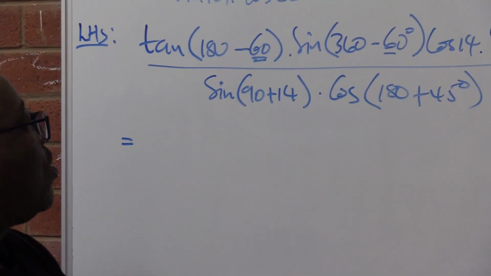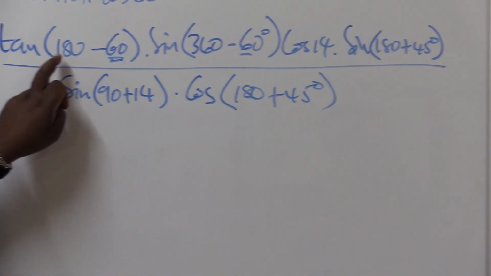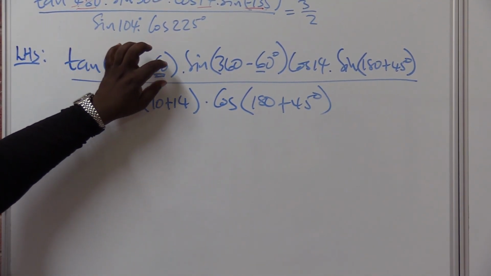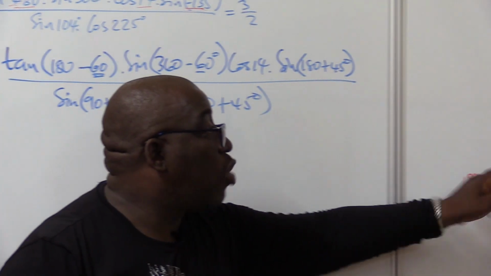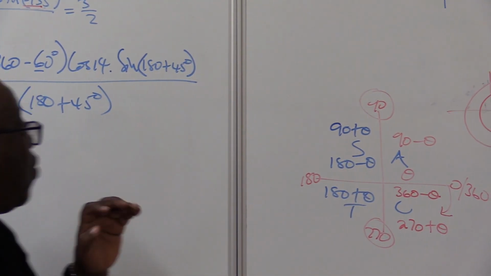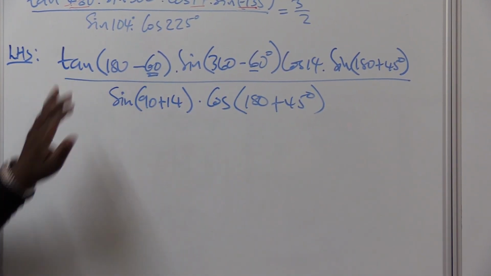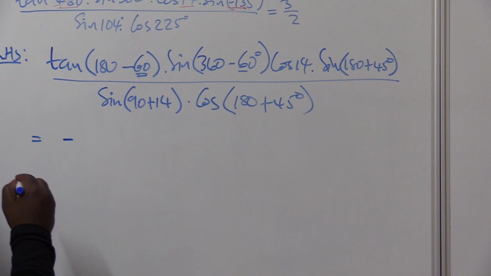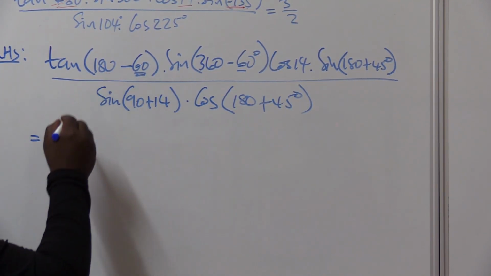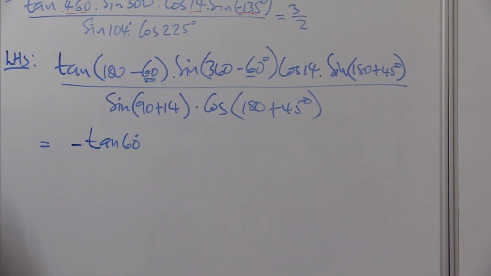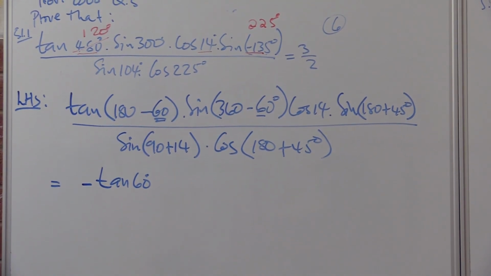Let's move on. Reduction. You start with the brackets. 180 minus. Which quadrant is 180 minus? It is the second quadrant. How is tan in the second quadrant? It is negative. So how do I reduce this? It would be minus tan of 60 degrees. And 60 is a special angle. I can find it without using a calculator.